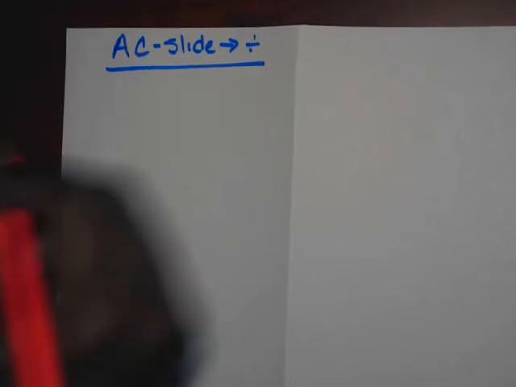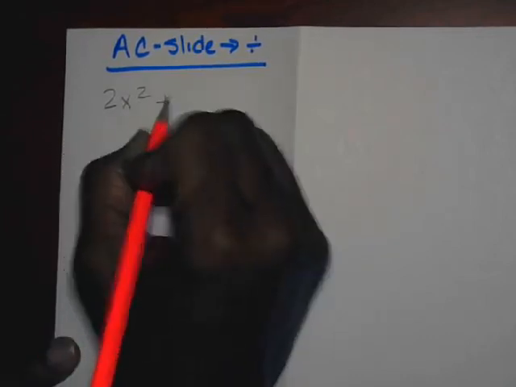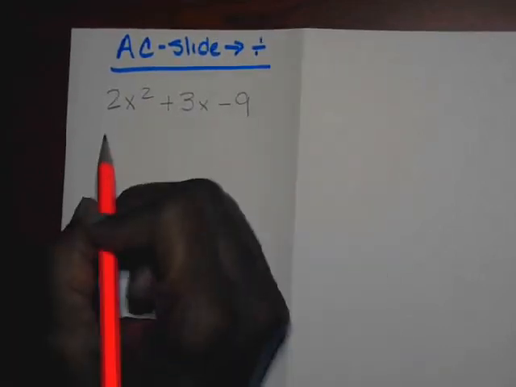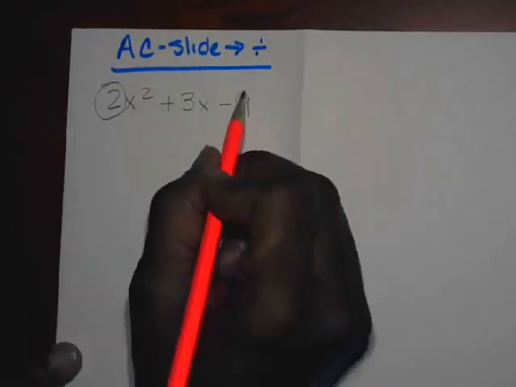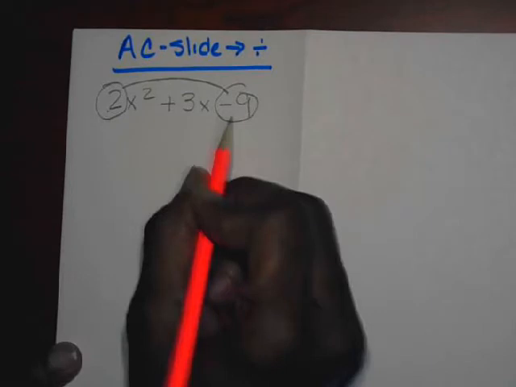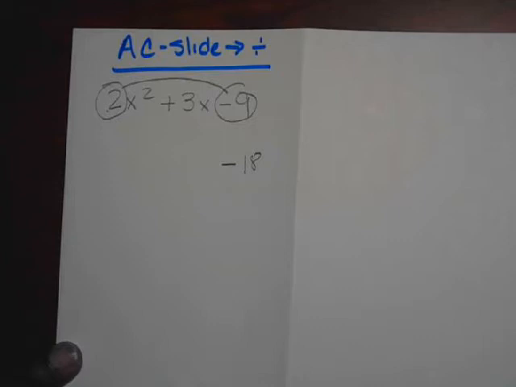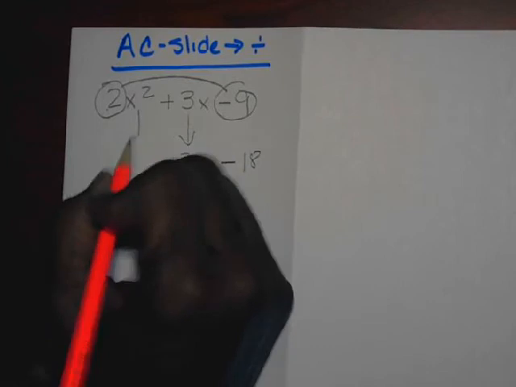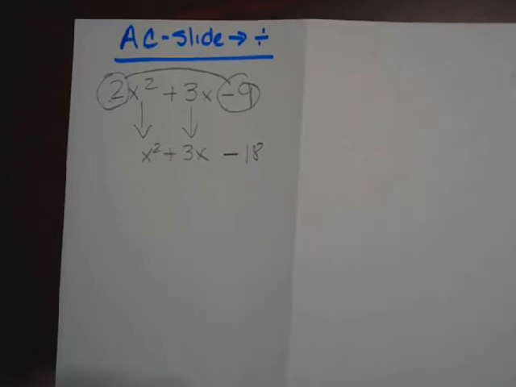All right, let's go. So we have 2x squared plus 3x subtract 9. Okay, so in the slide and divide method, you take the coefficient of the first term and multiply it times the last term. So what is 2 times negative 9? It is negative 18. So I write that last now. I copy down 3x. I copy down x squared. All right, nothing new there.